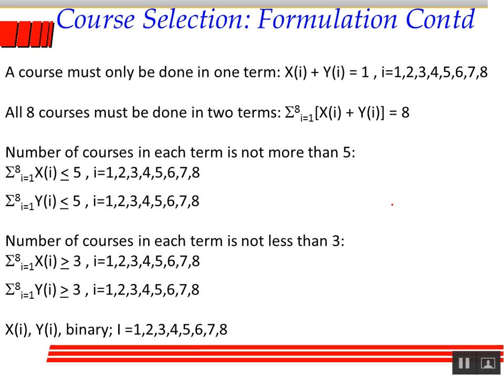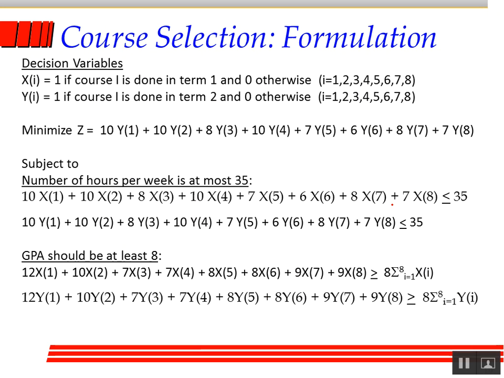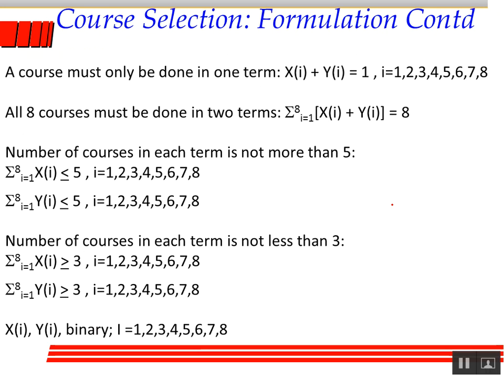And then we have other constraints like the number of courses in each term is no more than 5. So the summation of xi will be the courses you take in term 1 and in term 2 has to be 5 or less, right? And 3 or more, similarly. So this is like a short problem, but it turns out there are many constraints you have to write. Any questions on this example?